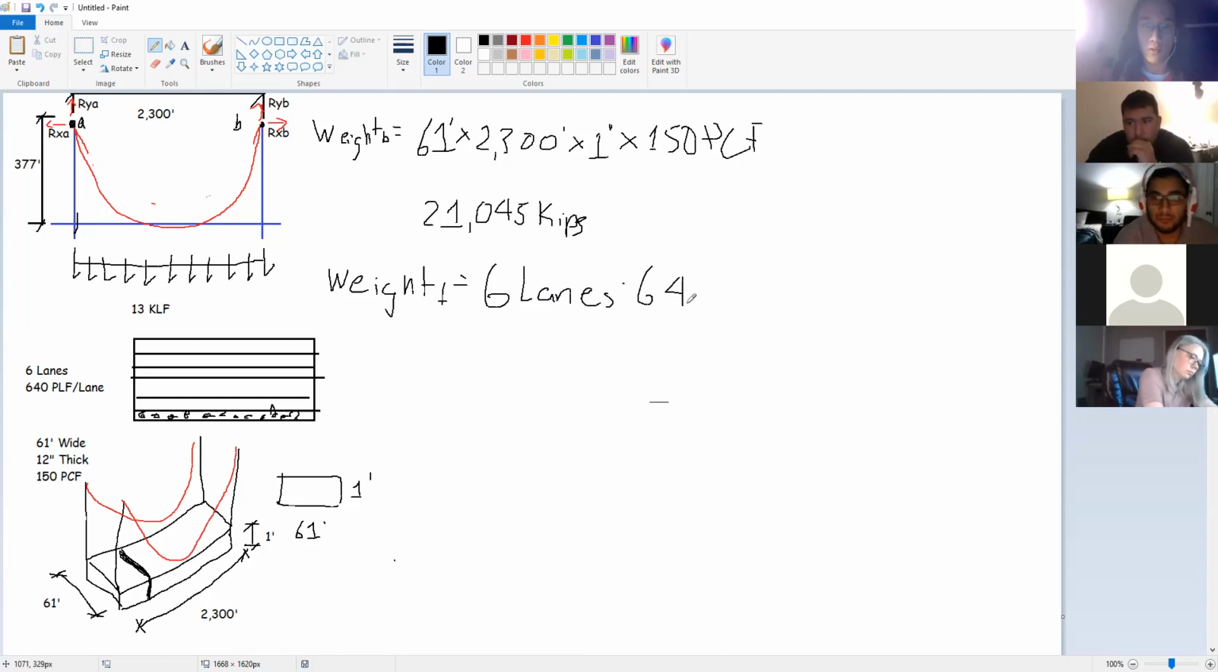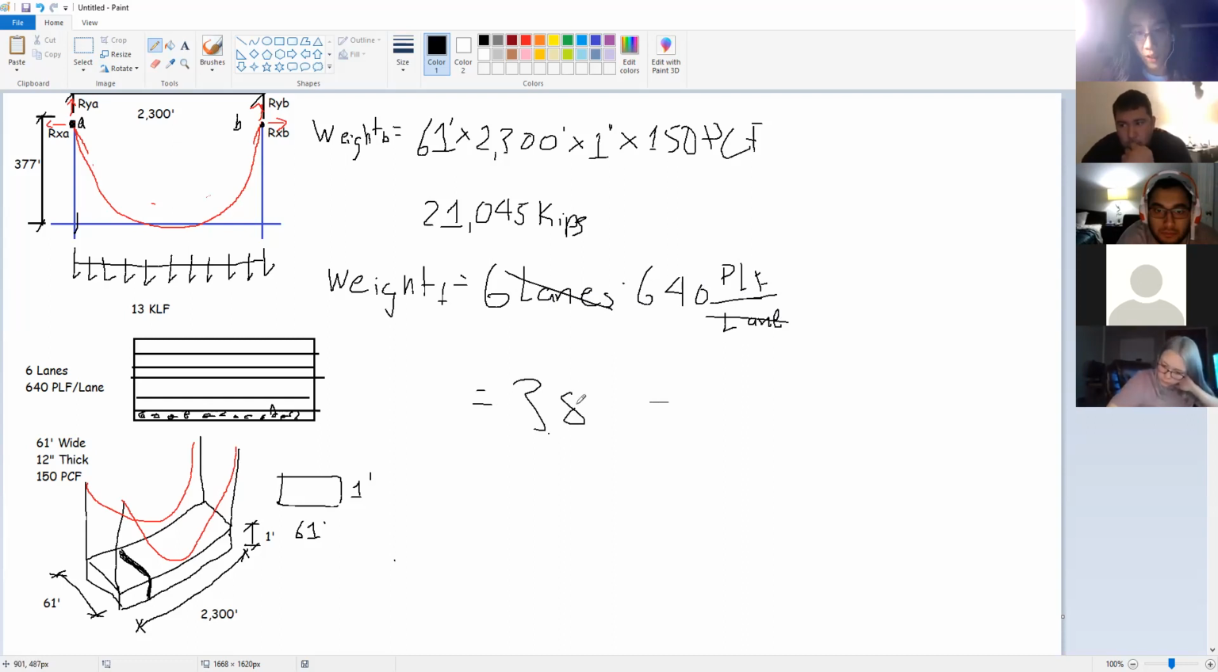So just 6 lanes times 640 pounds per linear foot per lane. The lanes cancel out, so it's just 6 times 640. So you get 3.84 kips per linear foot. I got 3,840 pounds per linear foot, I just change that to kips per linear foot. So it doesn't look like he uses this number at all. Let me just look through this real quick.